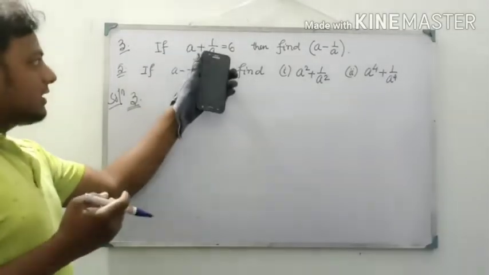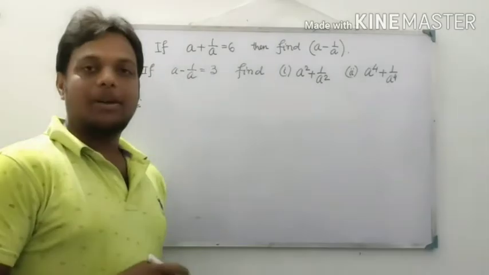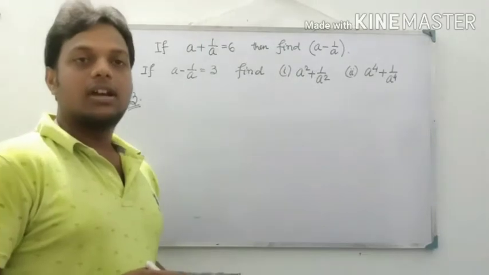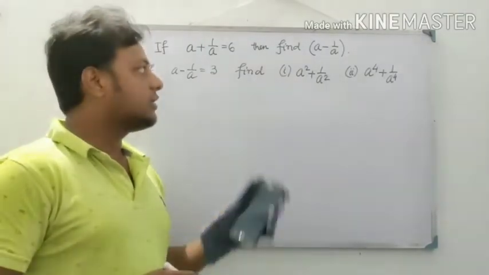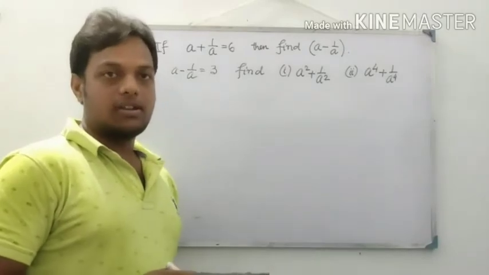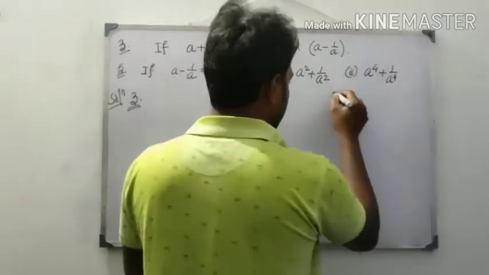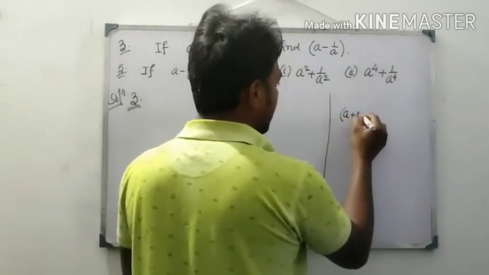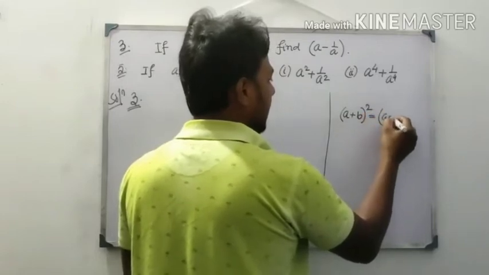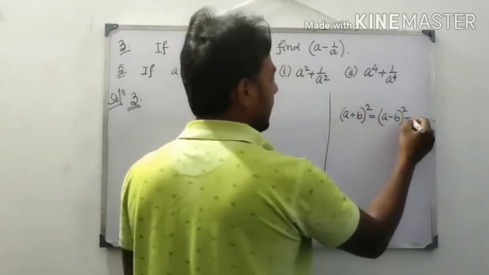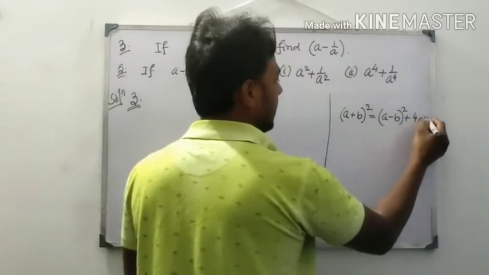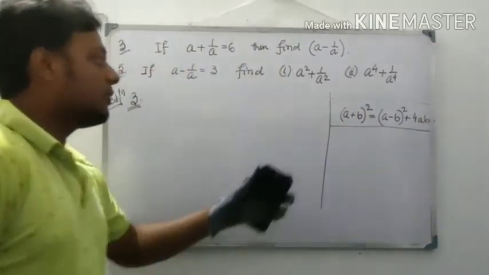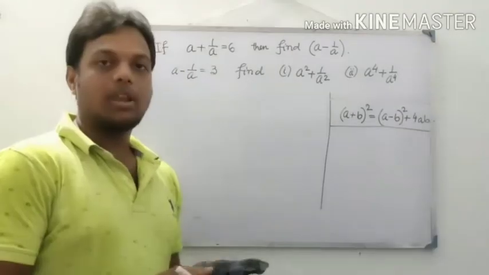So a plus 1 by a is given, and you have to find out the value of a minus 1 by a. Then which identity is suitable to solve this problem? Just remind all the identities and which one is suitable. So to remind you, a plus b whole square equals a minus b whole square plus 4ab. There was an identity in this form: a plus b whole square equals a minus b whole square plus 4ab.